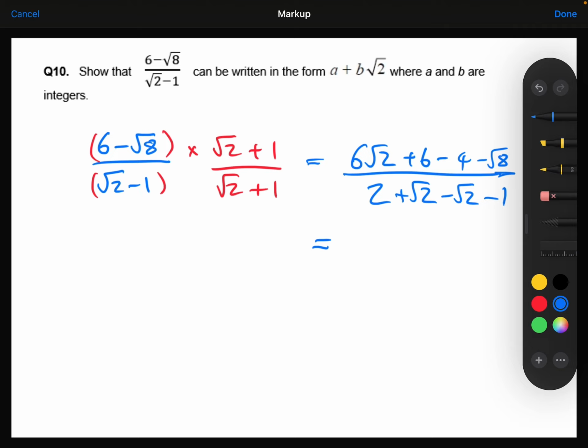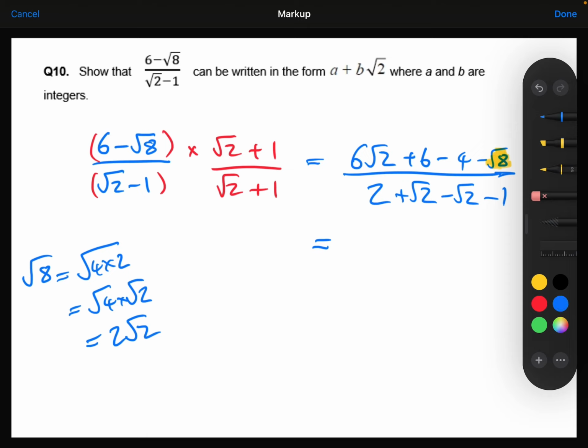Next, I need to simplify this a little bit. Now, this root 8 here, I know I can simplify root 8. Root 8 could be written as root 4 times 2, which is the same thing as the square root of 4 times the square root of 2, and the square root of 4 is 2. So root 8 is the same thing as 2 root 2.